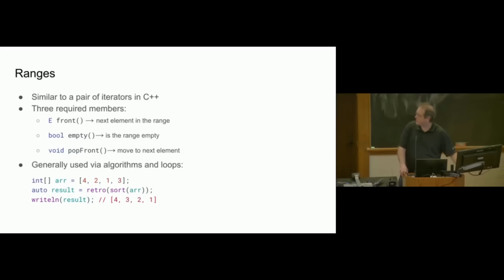So you can see in this example code, we have an array. We sort the array and then pass it to a retro function, which reverses the result. And the output is, as expected.